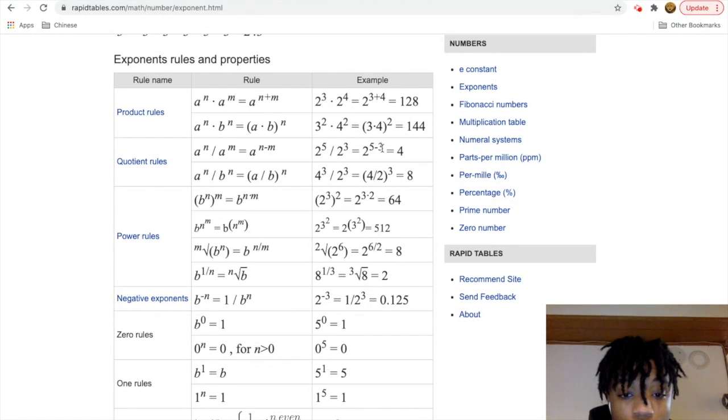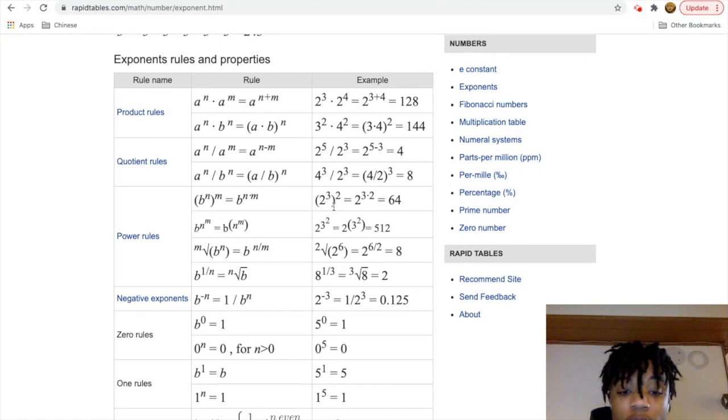Next, we have the power rules. As you can see here, we have 2 to the power of 3, but it's in parentheses, and then you have a 2. Now, this might look really confusing compared to all the other ones, but that's the point of this video, to make it easier for you to understand. Instead of adding them and instead of subtracting them, you're actually going to multiply them together.